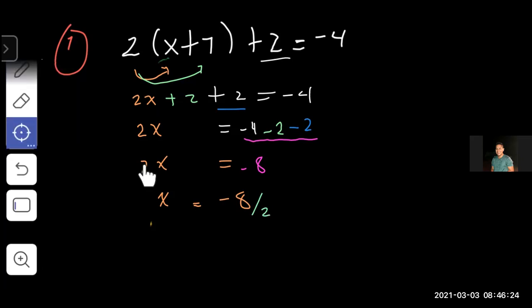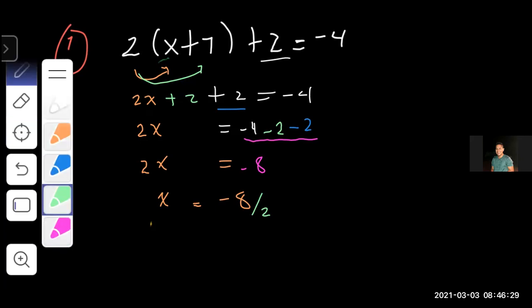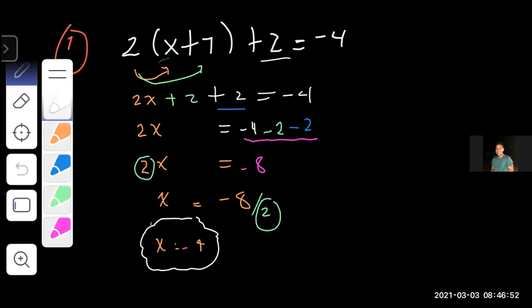Notice something, guys. We don't change the sign when the numbers are dividing. We take it exactly as it is. Now let's simplify it. X is going to be equal to negative 8 divided by 2, guys. 8 divided by 2 is 4, right? Negative 4. One is positive, the other is negative, therefore it's going to be negative. Okay, and this is our answer. X is equal to negative 4.